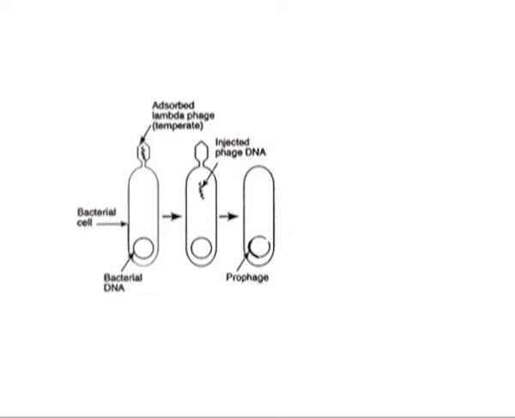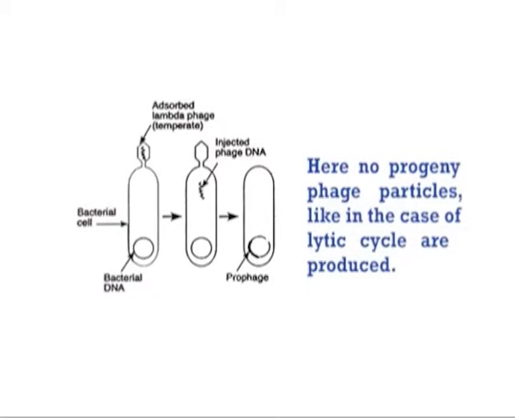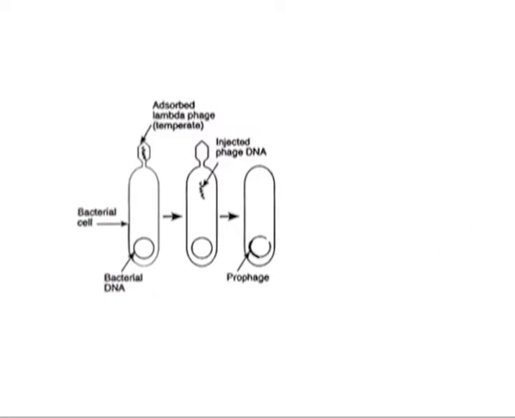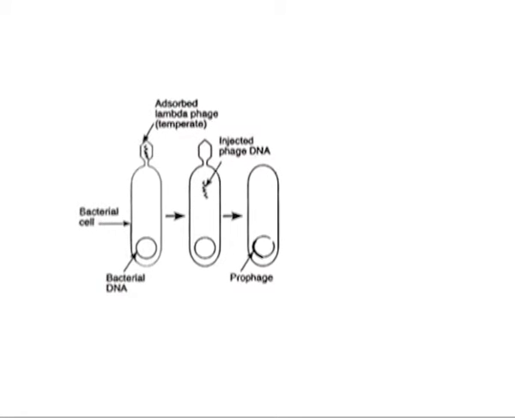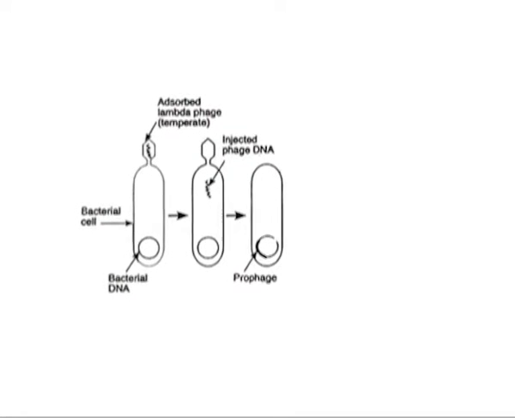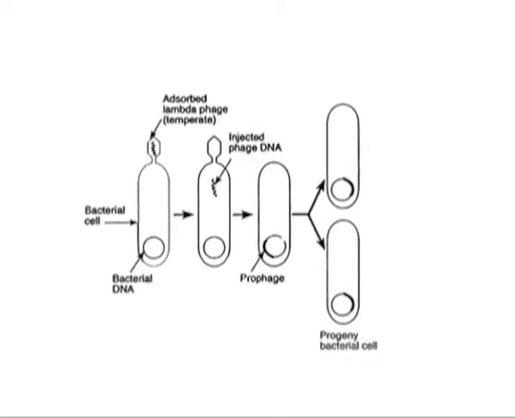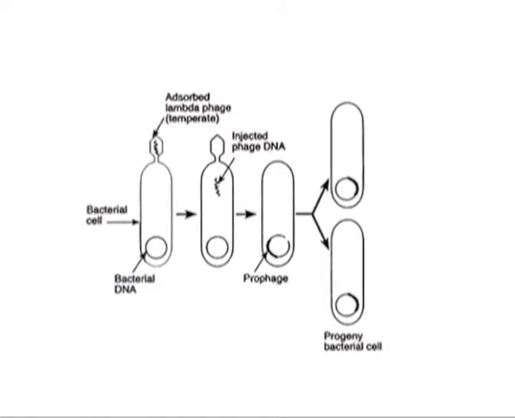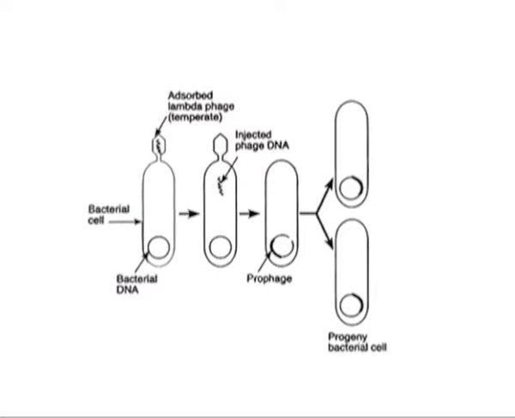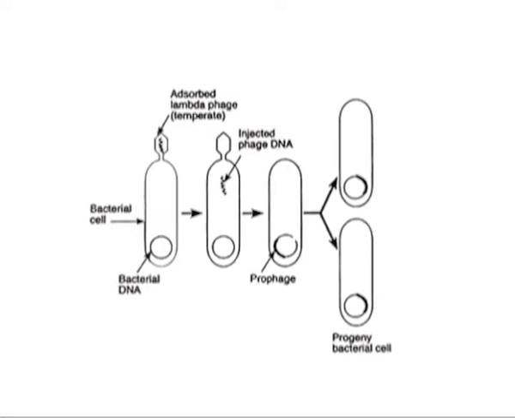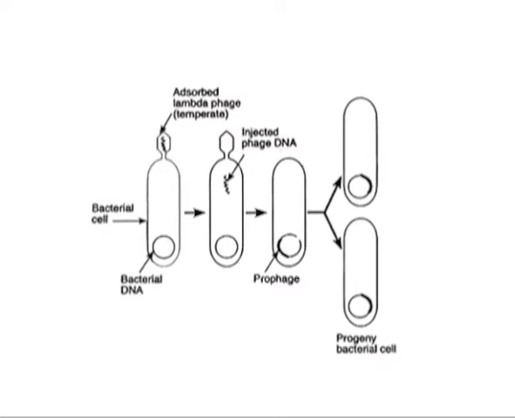That is, the viral DNA becomes a part of the cell's genetic material. Here, no progeny phage particles like in the case of the lytic cycle are produced. Instead, each time the host cell DNA replicates during cell division, the non-virulent prophage also replicates. So this process may change the cell's characteristics, but it does not destroy it.